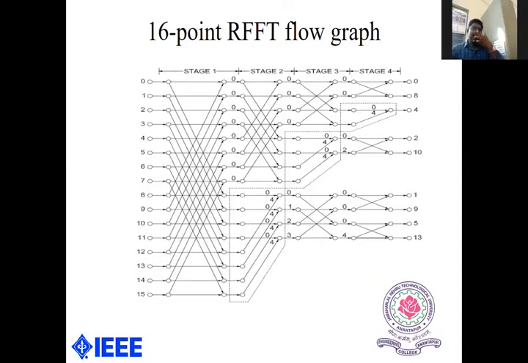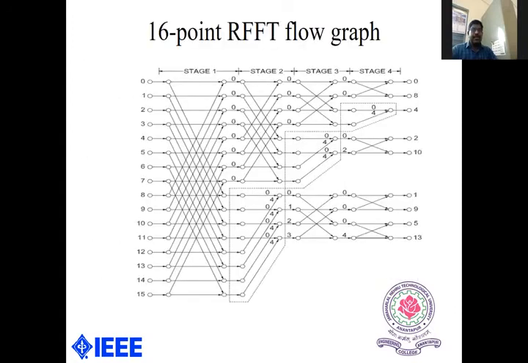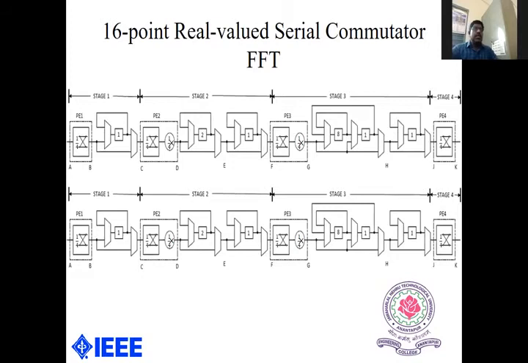So by keeping all those in mind, the 16-point FFT flow graph is reduced to this. Just see here, this FFT flow graph is reduced like this. So we try to implement this by using an architecture. This is the 16-point real valued serial commutator architecture.